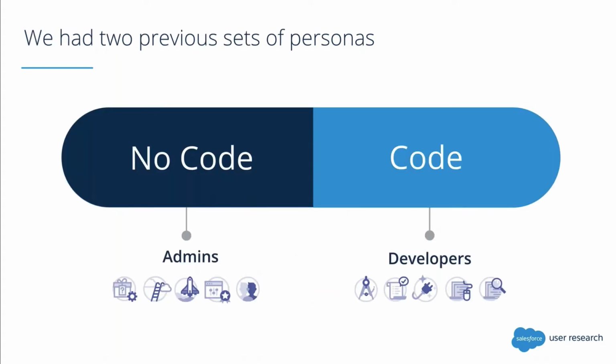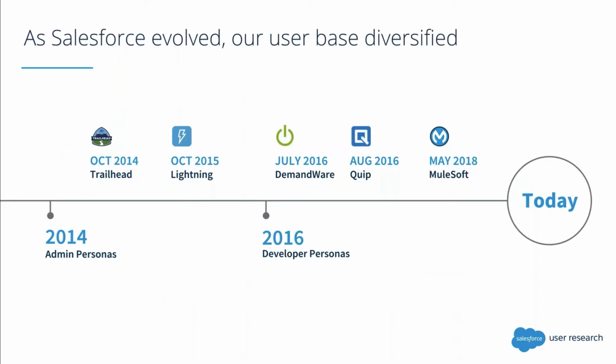And we had two previous sets of personas that we had used in the past. So in the past, we had thought of people who don't know how to code, but those were our admins, and we had a set of admin personas. And we thought of people who do code as our developers, and we had a set of developer personas. But those were done in 2014 and 2016. So a lot of things had happened since those original personas were developed.